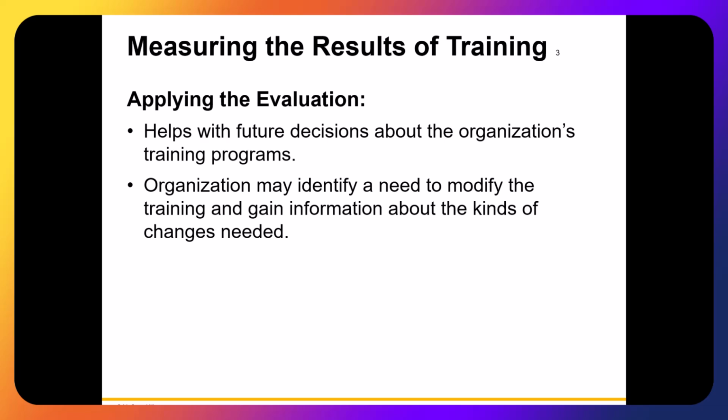Measuring the results of training, applying the evaluation, helps the future decisions about the organization's training program. So once you get this and you've done it, now you have a permanent record forever. You can use it in various ways in different other capacities for the organization. The organization may identify a need to modify the training and gain information about the kinds of changes needed. Also, when you're doing this evaluation, that's what they'll determine. Where do we need to tweak? I've rarely seen somebody go through for the first time around and come up with a training program and not have to tweak stuff.